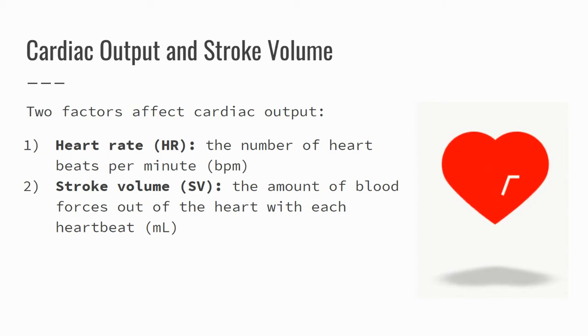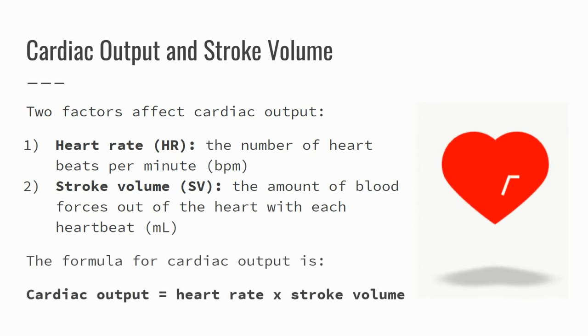We need to look at cardiac output by taking these two things, heart rate and stroke volume, and multiplying them together. So someone's heart rate times their stroke volume will give them their cardiac output. So please make sure you have this formula written in your notes.